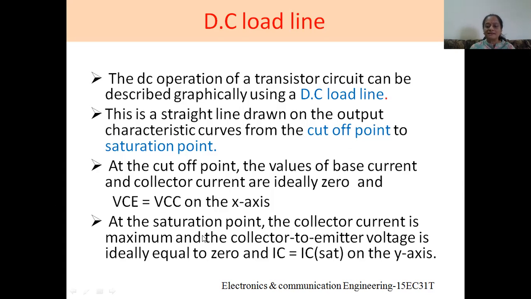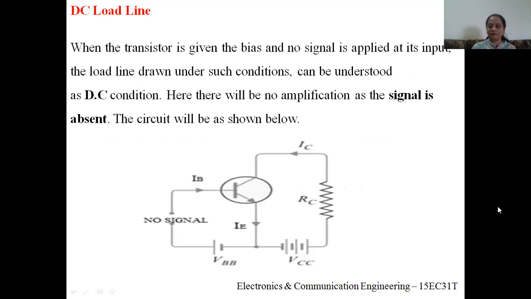Then one more point is the saturation point. At the saturation point, the maximum collector current flows. That is the maximum capacity of that amplifier, the most collector current that can flow, so it is totally in the on state. We say that the collector to emitter voltage is zero and IC, the collector current, is equal to the saturation current on the y-axis. We will see the graphical representation of that.